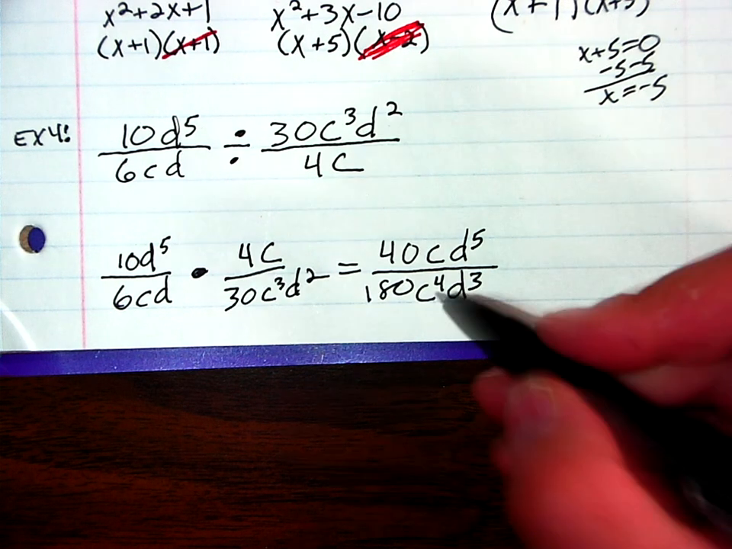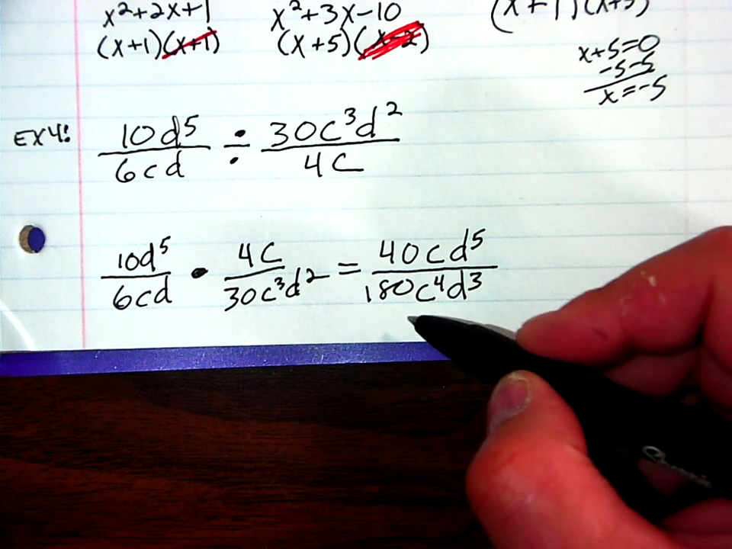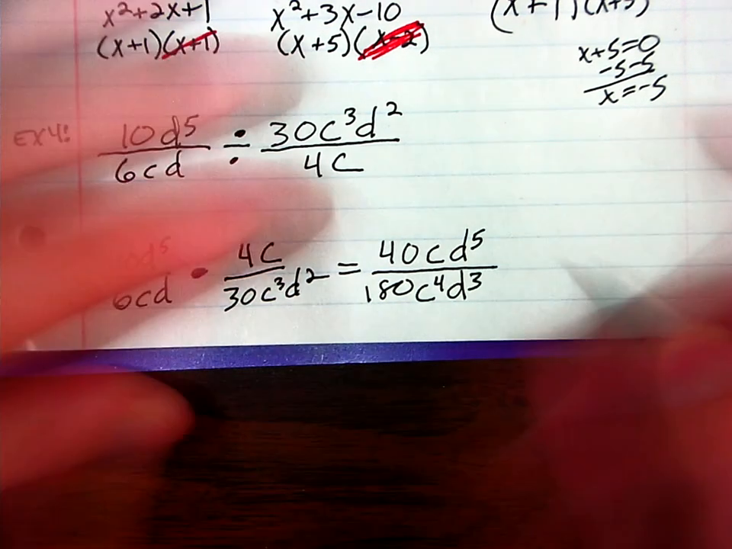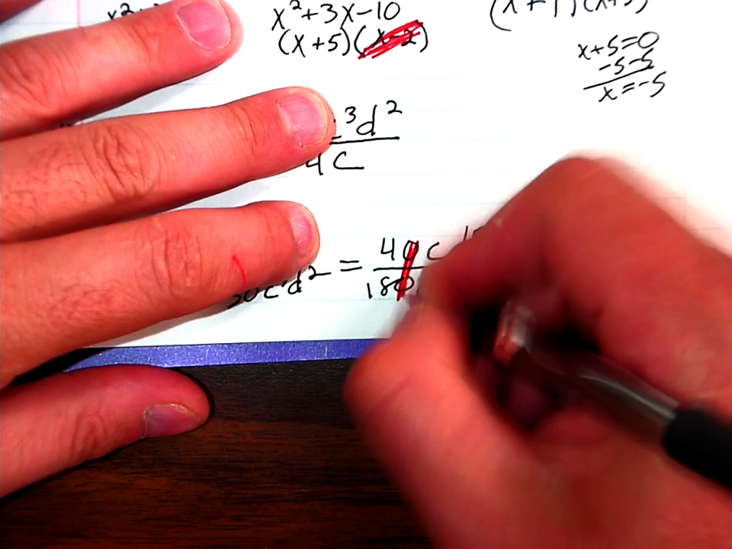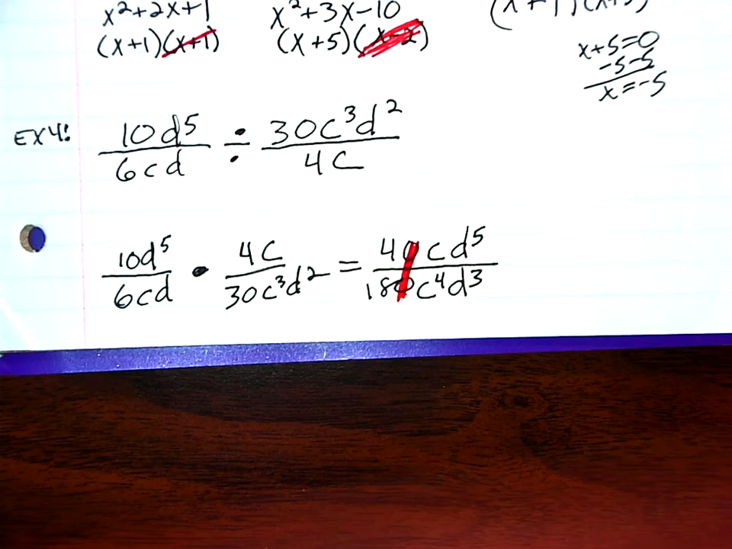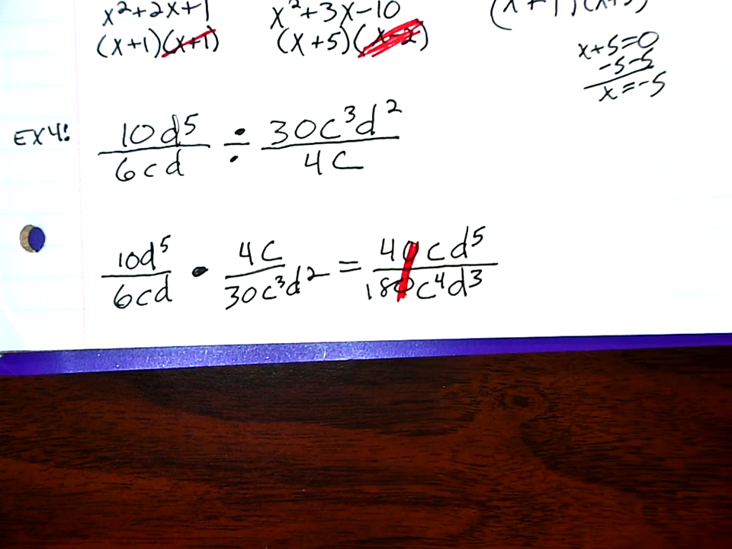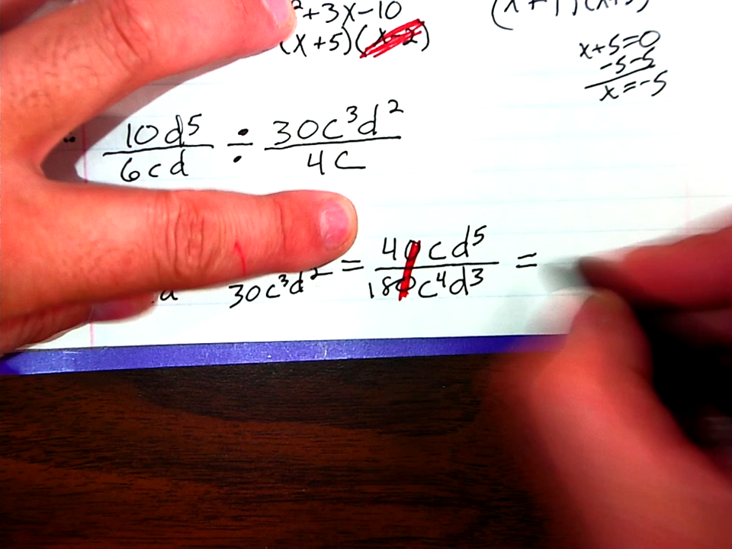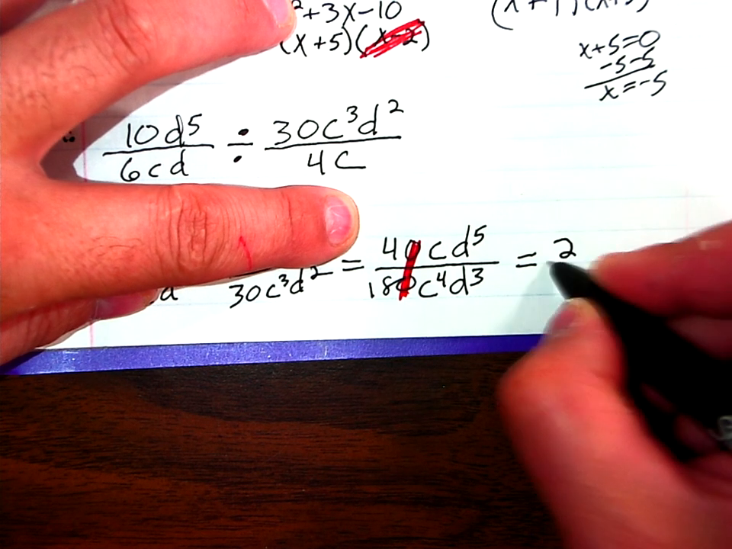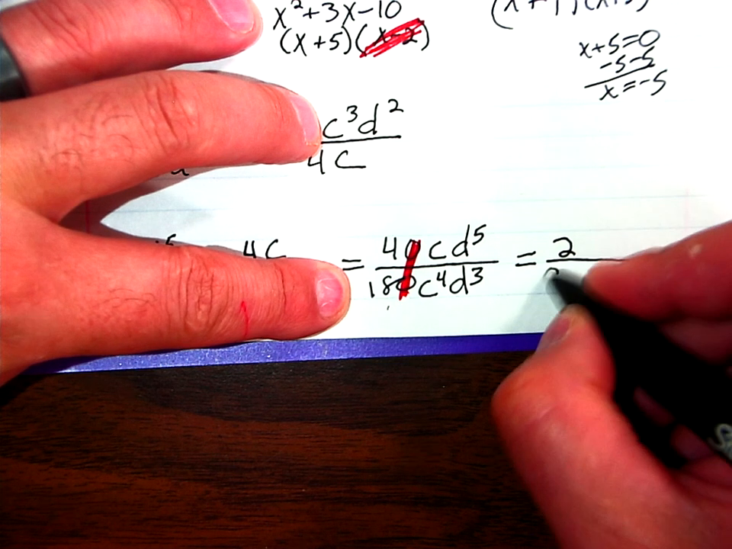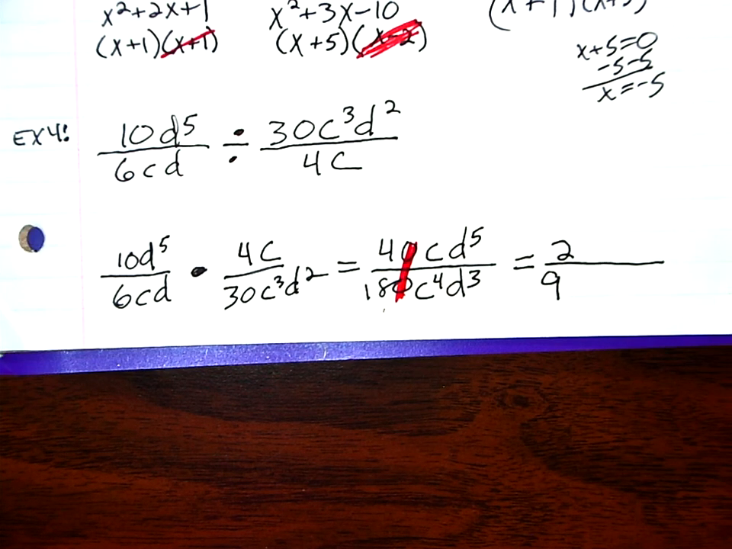What will go into 40 and 180? Well, first thing I could do is just cross off the zeros, correct? So those go away, and that's like dividing by 10. What goes into 4 and 18? 2 does. So 4 divided by 2 is 2. 18 divided by 2 is 9. Do the zeros just cancel? Yes, because I divided by 10.